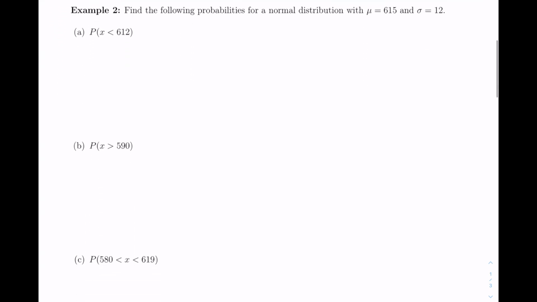But let me show you how to do it when you keep them as x values. If you look at part A, it's asking us to find the probability that x, or an x value selected at random from this distribution, is less than 612. If I were to translate this into words, this is saying find the area under this normal curve to the left of 612. So the key word there is left.